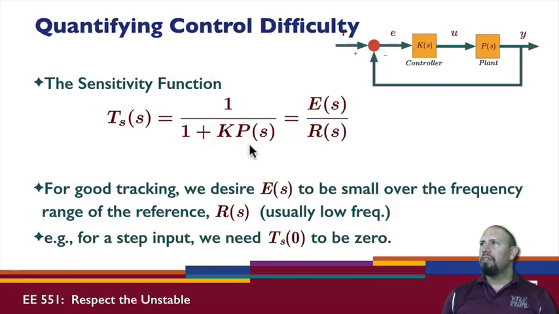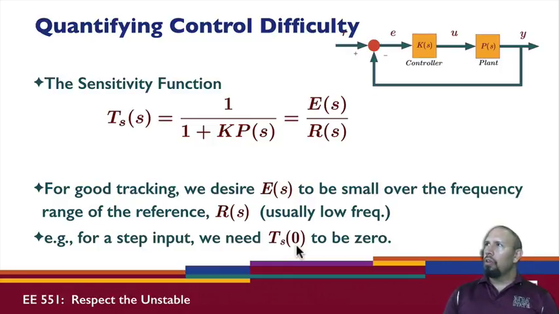So we've looked at the sensitivity function, which is again the transfer function from R to E. In general, for good tracking, we desire E to be small over the same frequency range as R, so basically low frequency. That is, we want the sensitivity function to be small at low frequencies. So in fact, if you have it 0 at DC, then you can track a constant input with 0 steady state error. So this is an important problem in looking at the sensitivity function of this setup. So we have that situation.